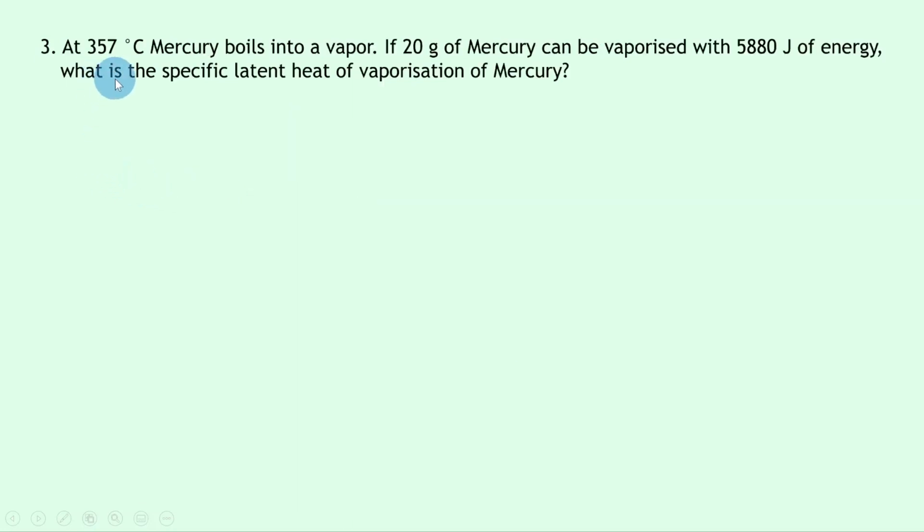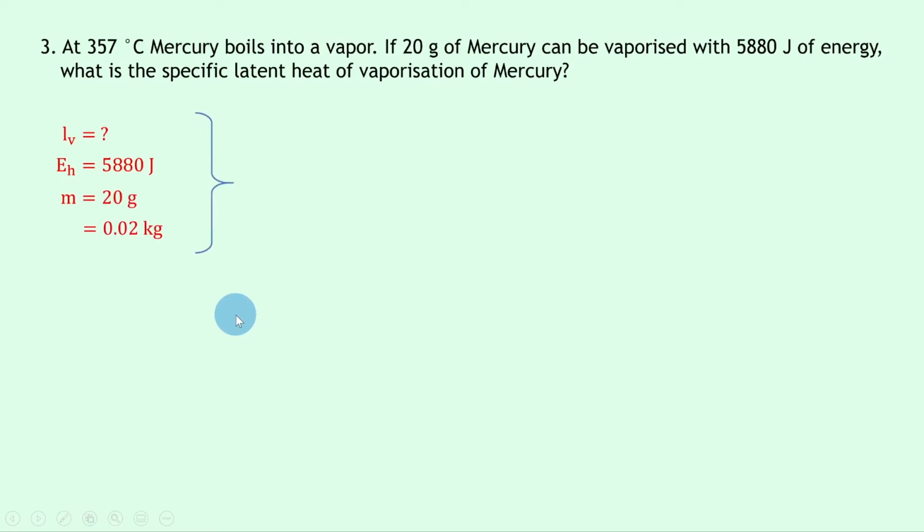Question 3 says that at 357 degrees Celsius, mercury boils into a vapour. If 20 grams of mercury can be vaporized with 5,880 joules of energy, what is the specific latent heat of vaporization of mercury? Well, writing down what we know from the question, we're trying to find LV, the latent heat of vaporization for mercury. I should point out you don't need to write the subscript of V here, you can just use L, but I think it helps keep you right with which values you should be using. So we also have heat energy EH is 5,880 joules. We have the mass is equal to 20 grams, which you need to change into kilograms. So divide that by 1000 to get 0.02 kilograms.